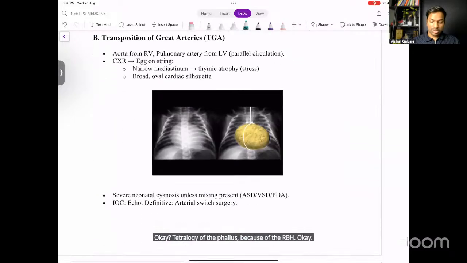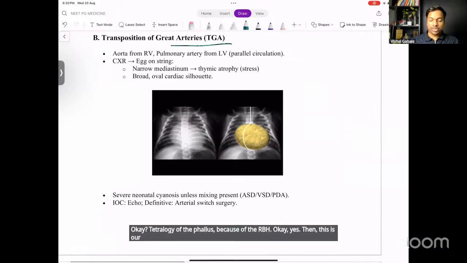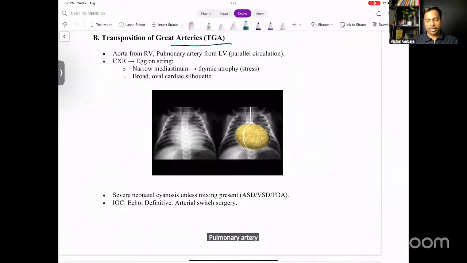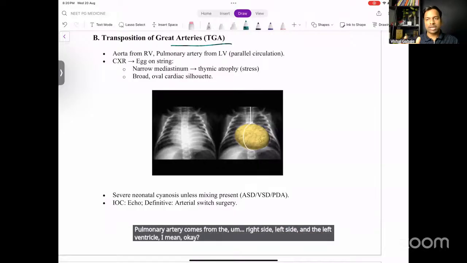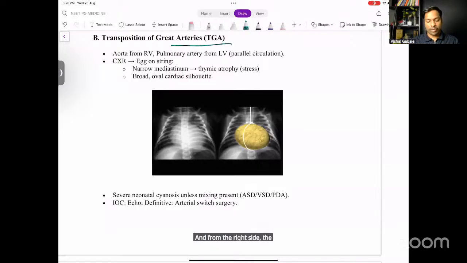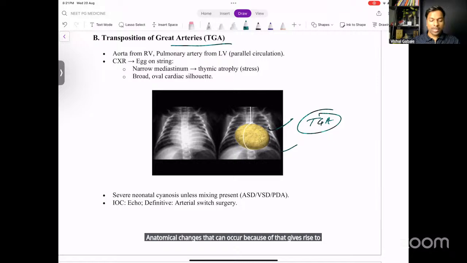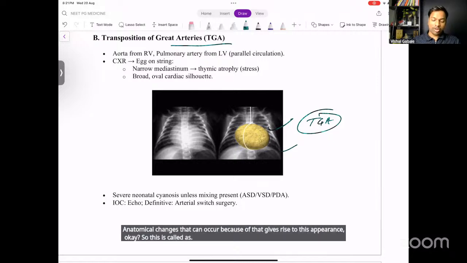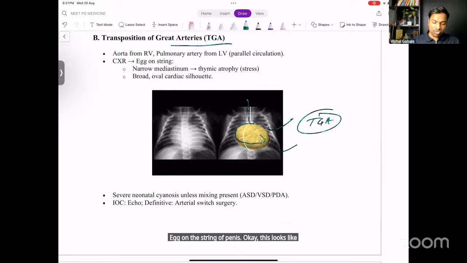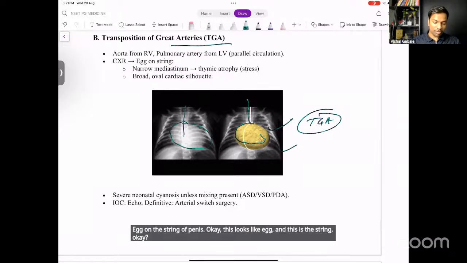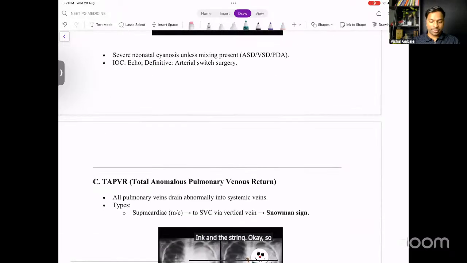Okay, then this is how the transposition of the great arteries will look. So the great arteries are transposed. The pulmonary artery comes from the left ventricle, and from the right side the aorta will come. So this is the transposition of the great arteries. Anatomical changes that occur because of that give rise to this appearance. This is called the egg on a string appearance. This looks like an egg, and this is the string. Okay, egg on a string appearance.